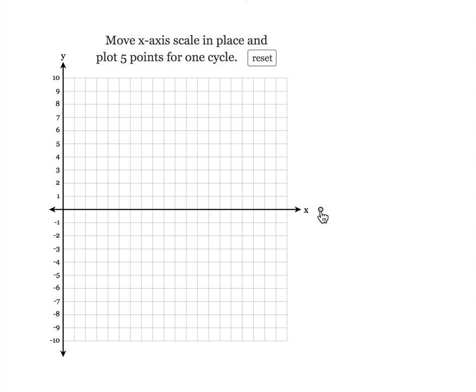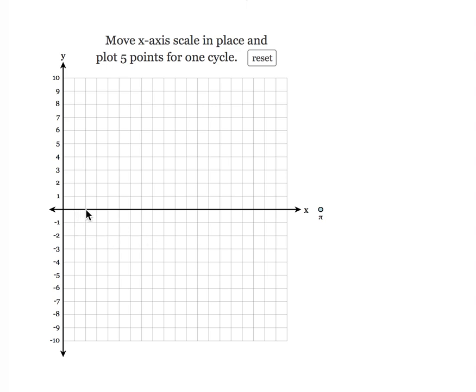Okay. So next we're going to move our x-axis scale in place and then plot 5 points for one circle. So first I'm going to move this in. I'm going to say let's do 3 boxes for every value on this axis for the 4 key points we're looking for, which means that my graph is going to end after 12 boxes. I'm sorry, 3 boxes for each key point, 4 key points.